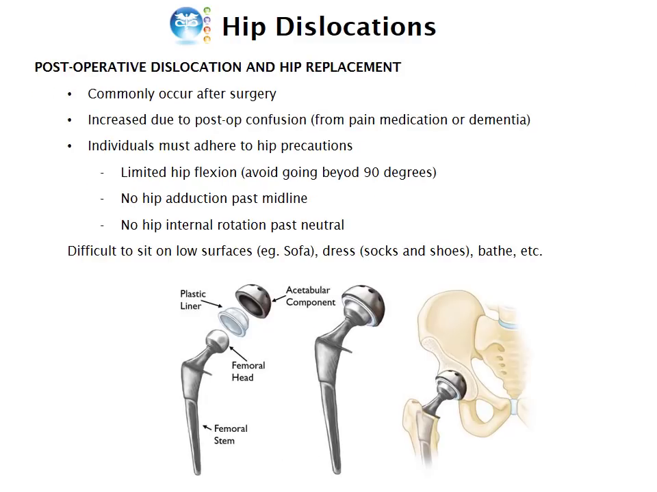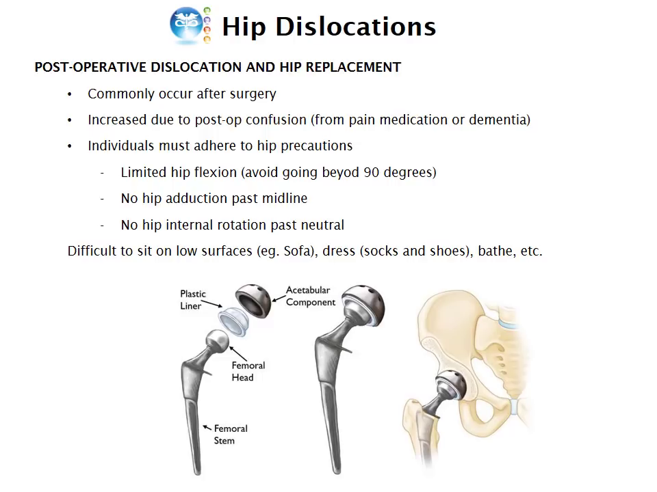Dislocation is quite common after hip surgery, especially hip replacements. The decreased integrity of a new joint enhances its vulnerability. Depending on the surgical approach, a series of hip precautions are often prescribed to help prevent a mechanical dislocation following the surgery. Such precautions include limited hip flexion, especially going past 90 degrees would be prohibited. No hip adduction past midline, and no hip internal rotation past neutral.